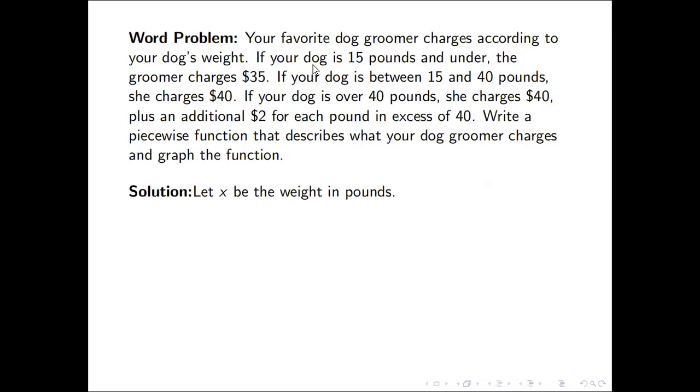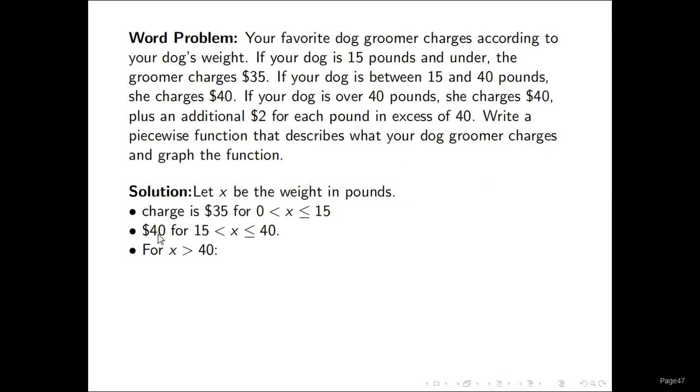So denote that by X, the weight, of course, in pounds. Now, if your dog's weight is less than or equal to 15, as stated in this sentence, charge is 35. If X is greater than 15, so if it's even 15.01, it becomes 40, okay? So less than or equal to 40, including the 40, as long as it does not exceed 40, price is fixed at $40. Now, the real problem here is constructing the formula for greater than 40 pounds.